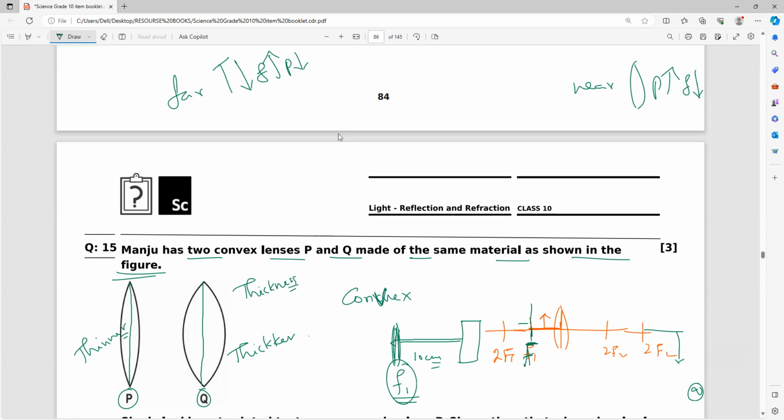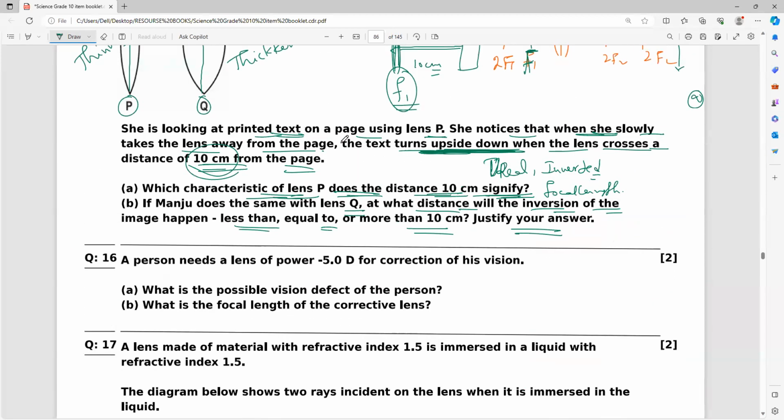So now you tell me, what will happen? If Manju does the same with the Q lens, at what distance will the inversion of the image happen? Less than, equal to, or more than 10 centimeter? Definitely it will be less than. Why? Because the P lens focal length is equal to 10 centimeter, and this lens is thicker. Definitely the focal length of this one is less than 10 centimeter. I hope you all understand.